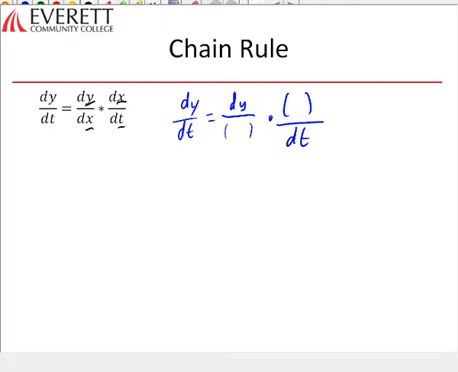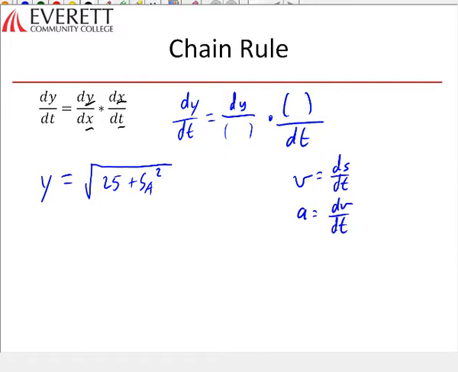If you had an equation, let's say the square root of 25 plus sA squared, and you needed to find the derivative of that, we're going to call that function y. Now most of the time in dynamics we're finding the derivative with respect to time, because that is the relationship between position and velocity, where velocity is the derivative of position with respect to time, and acceleration is the derivative of velocity with respect to time.